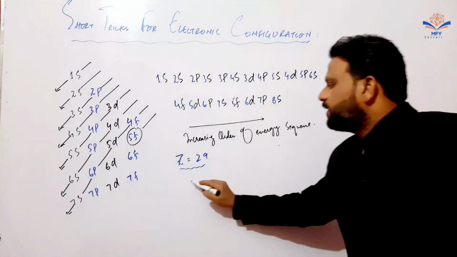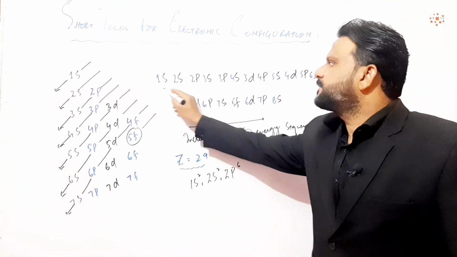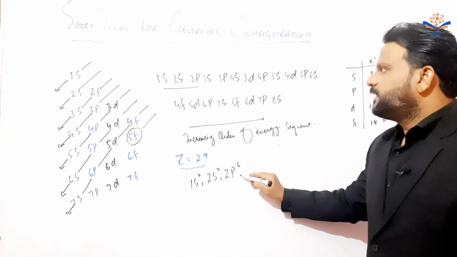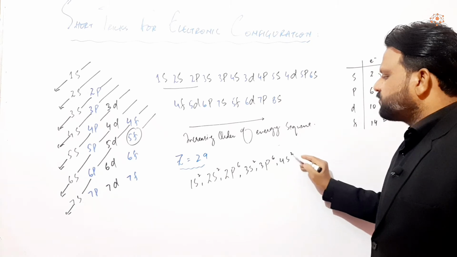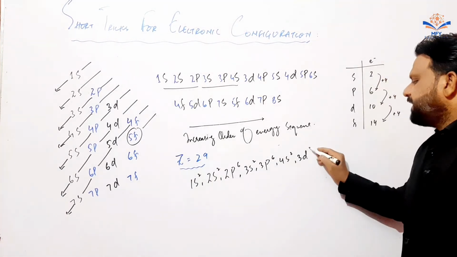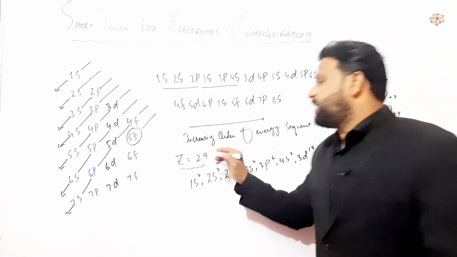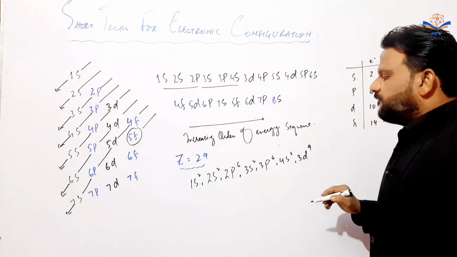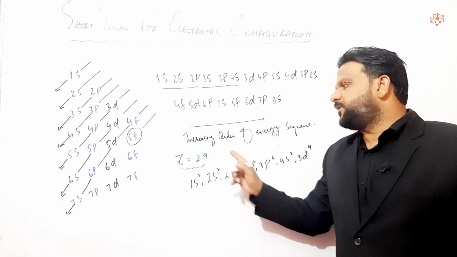Starting from 1s: 1s2, 2s2, 2p6 contain 10 electrons. After 2p, 3s2, 3p6, 4s2, it becomes 20. Now 3d10 would make it 30, but we have only 29 electrons. It means that 3d contains 9 electrons, which fulfills the electronic configuration of the element with atomic number 29.